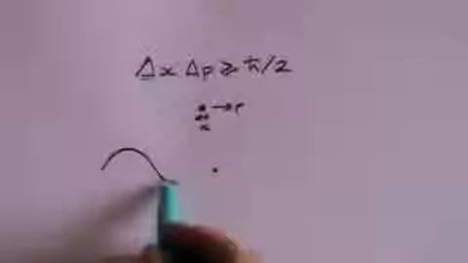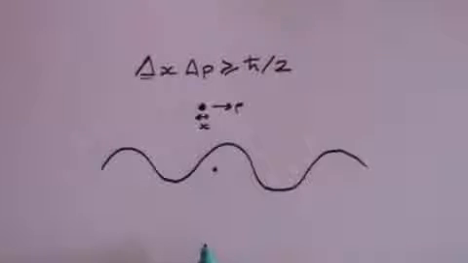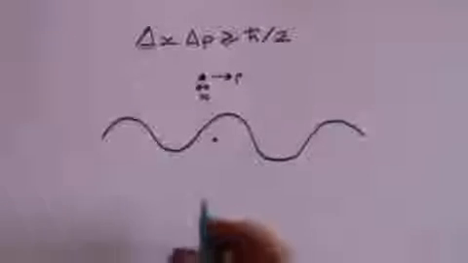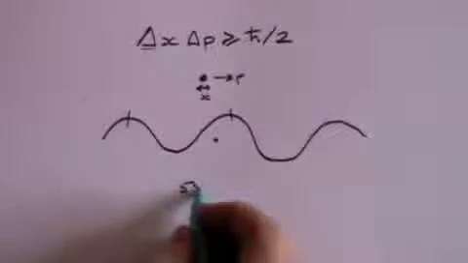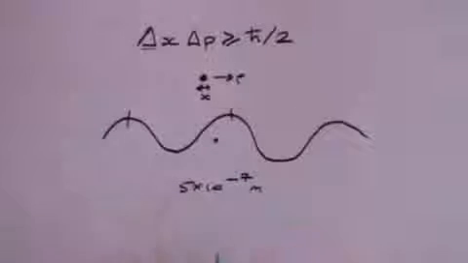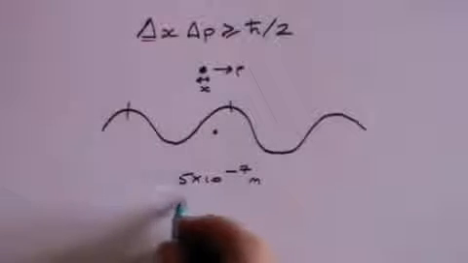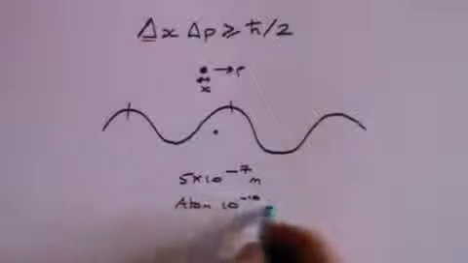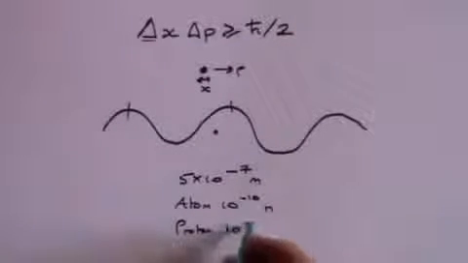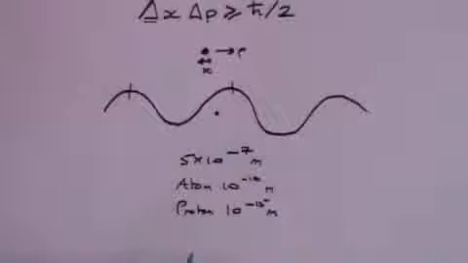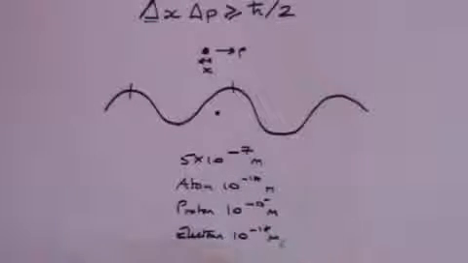Well, here's a light wave which goes right past the electron without even noticing it. In fact, I haven't drawn this to scale at all, because a light wave has a wavelength of approximately 5 times 10 to the minus 7 meters. Whereas even if this were an atom, it would be approximately 10 to the minus 10 meters. If it were a proton, it would be 10 to the minus 15 meters. And if it were an electron, it would be something like 10 to the minus 18 meters.